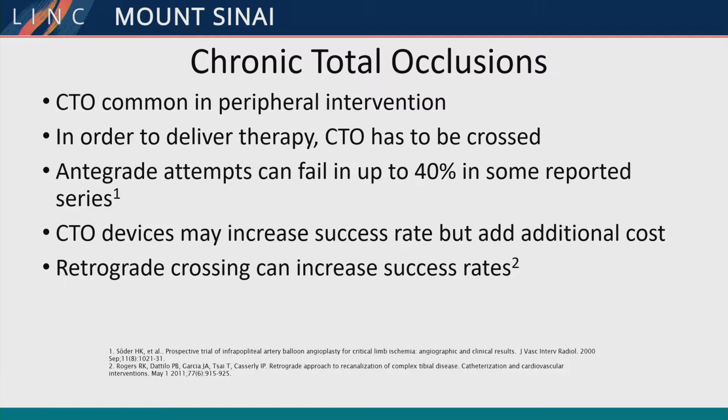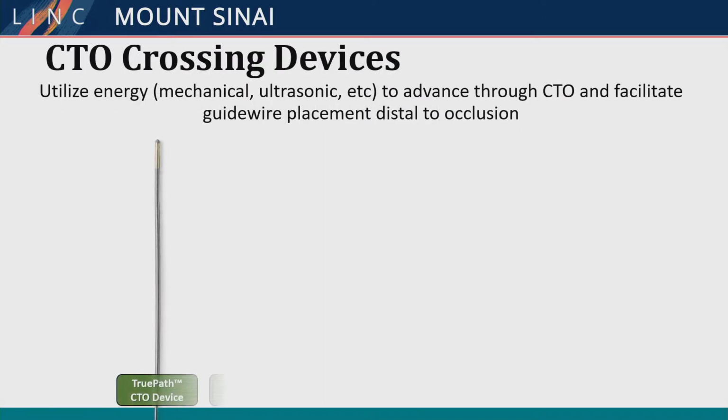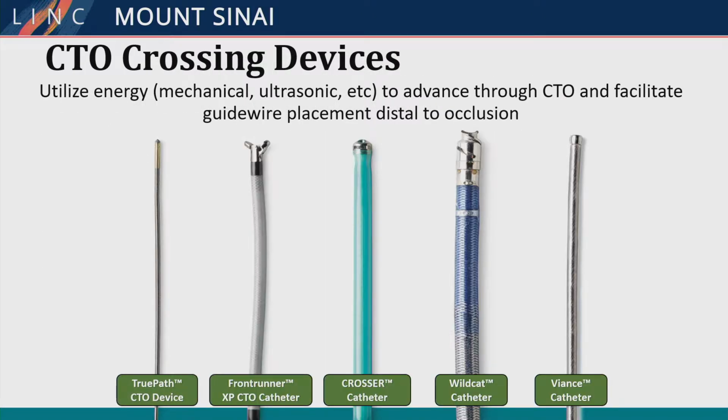CTO devices can increase success rate, but add additional cost. Retrograde crossing can also increase success rates. So here's a smattering of the crossing catheters or CTO devices. You can see that they all basically use some sort of energy, whether it's mechanical. The TruePath is like a spinning wire with diamond grit on the tip. FrontRunner with blunt dissection, Crosser using ultrasonic activity, Wildcat, again, mechanical, and Viance, as PK is using in this case. Ocelot is like the Wildcat, but with OCT guidance.